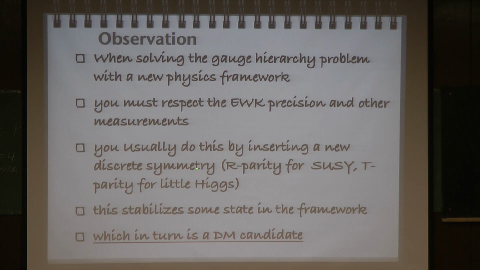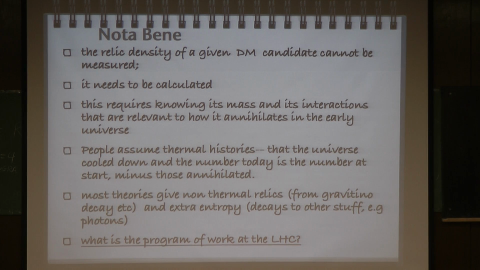And when you do that, this stabilizes some state in that framework, so somebody becomes stable. And again, it's either in the little Higgs models or in UED models and extra dimensions models. Somebody becomes stable. In this case, somebody who becomes stable can be, depending on its interactions, attributed as a part of the dark matter, a good dark matter candidate.